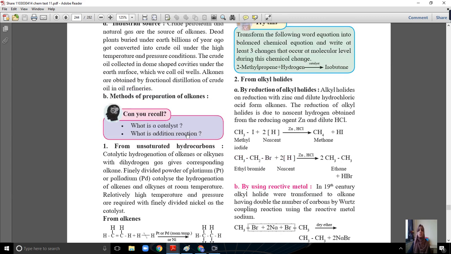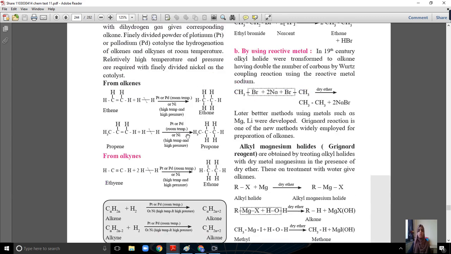So this was one of the methods for preparation of alkane. From alkyne, first we have to prepare alkene, and from alkene then it will give alkane. Okay, so this is the method for preparation of alkane.